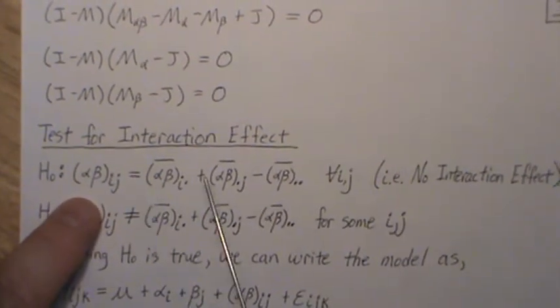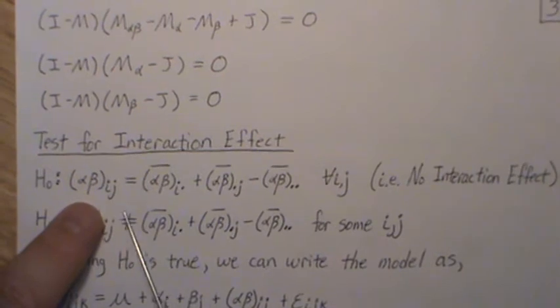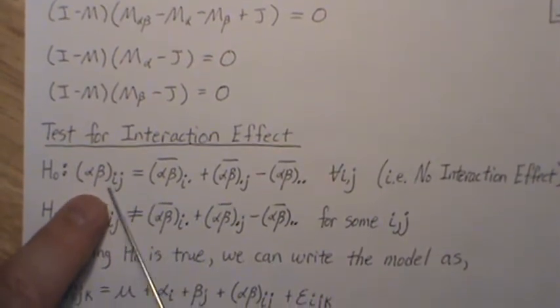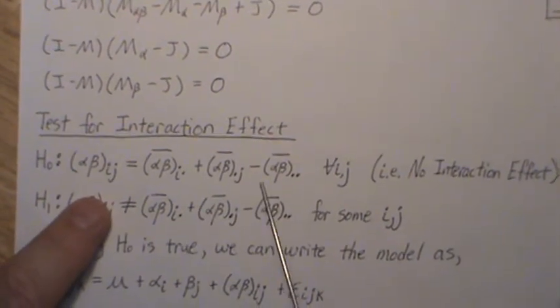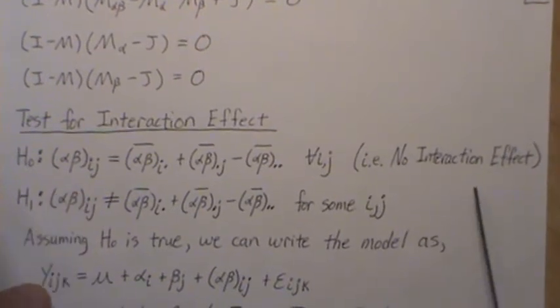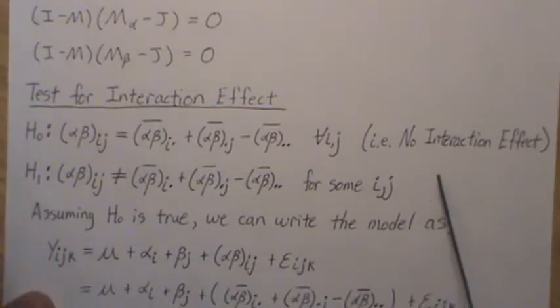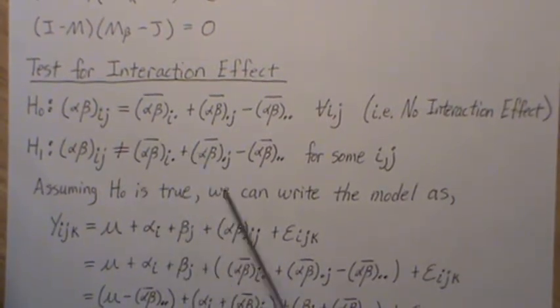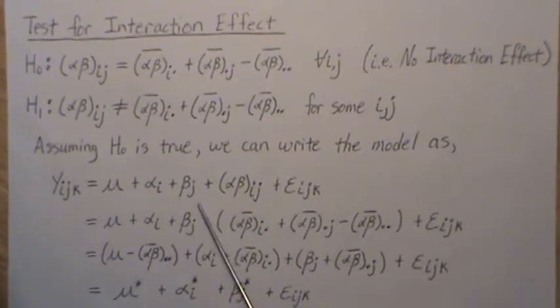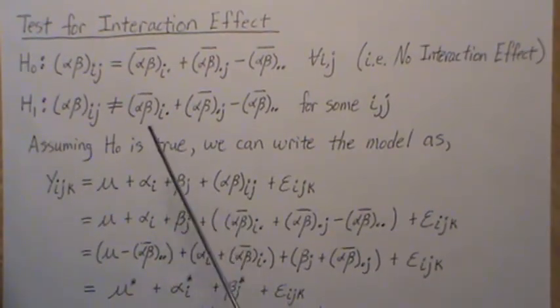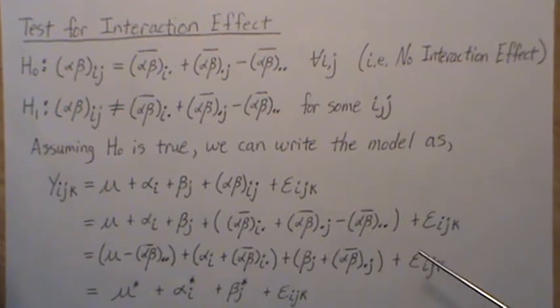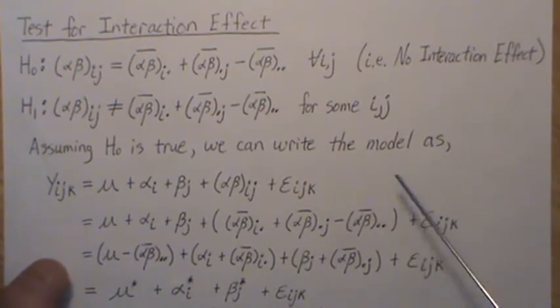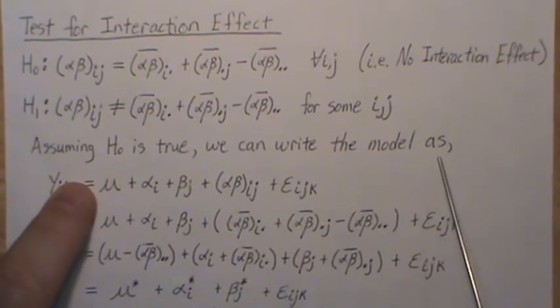Now, instead of saying equals 0, I just took everything else to the right side, and we have alpha beta ij equal to this. So this is the no interaction effect. Of course, the alternative is that they're not equal, meaning that there is interaction. So here's what I wanted to show you. Let's assume that the null hypothesis is true. Then we can write out the model as this.